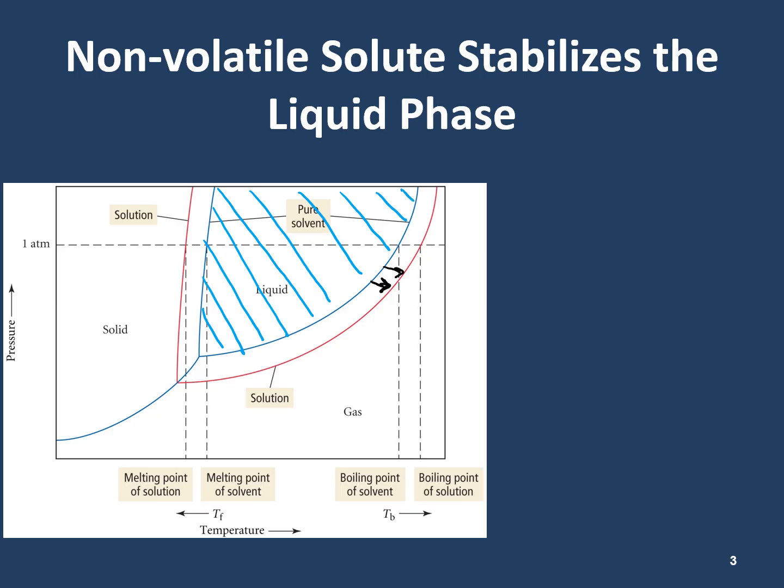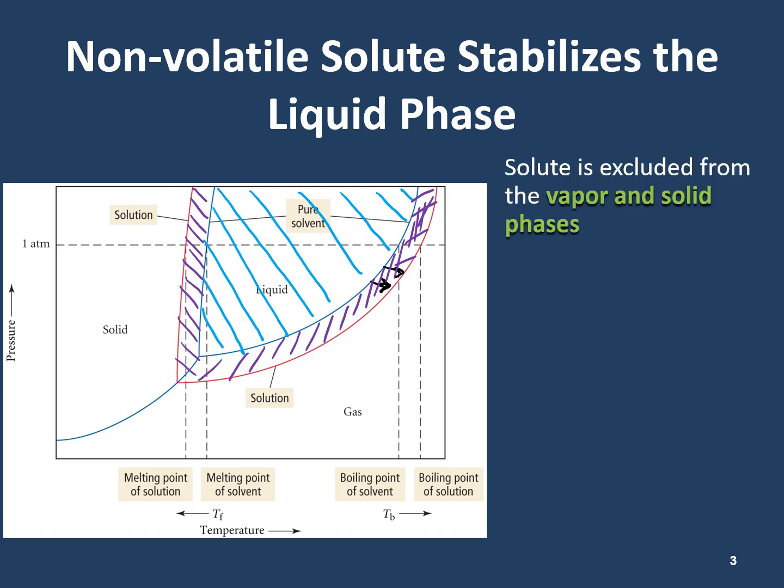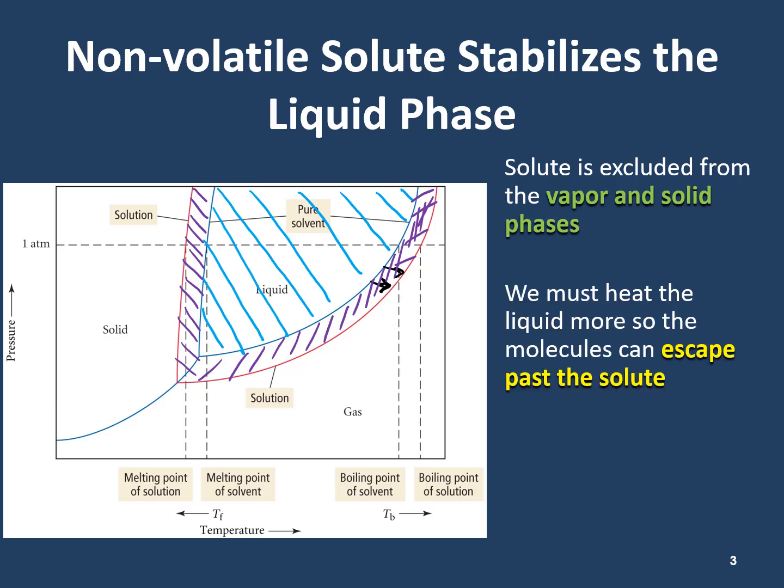But as soon as I add that solute, it's that region plus this area as well that is going to be liquid state for our solution. Again, this is due to the fact that as we add solute, our boiling point increases and our freezing point decreases. And when this happens, the solute is excluded from both the solid and the vapor phases.